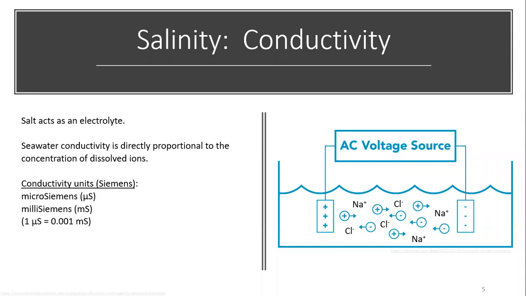The measure of a solution's conductivity is reported in units of Siemens, either microsiemens or millisiemens, where 1 microsiemen equals 0.001 millisiemens. However, while conductivity is directly proportional to salinity, conductivity is measured in Siemens and must be converted into the units of salinity or parts per thousand.